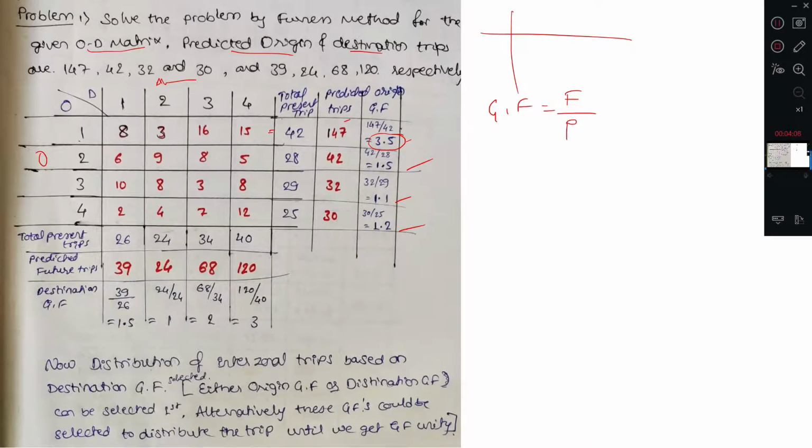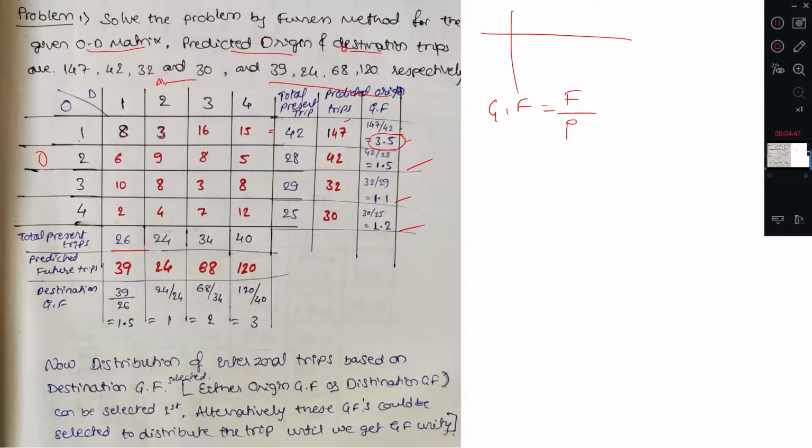Similarly here, trips attracted towards zone 1 is 8 plus 6 plus 10 plus 2, 26, right? And these are present trips, which we need to calculate. Whatever I have written in blue and black color, we need to calculate, and the red color he has given in the question itself. Predicted future trips he has given: 39, 24, 68, 120, right? So don't get confused. This is origin and this is destination or attraction.